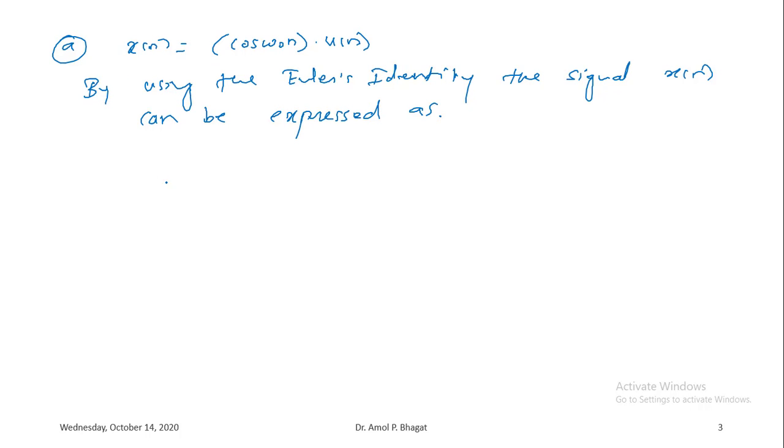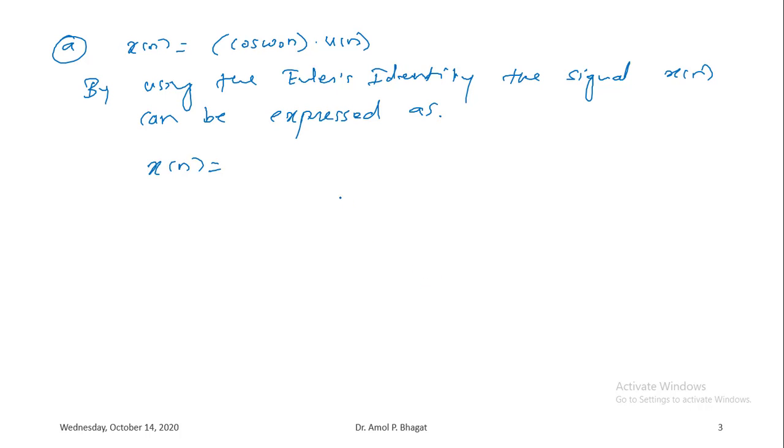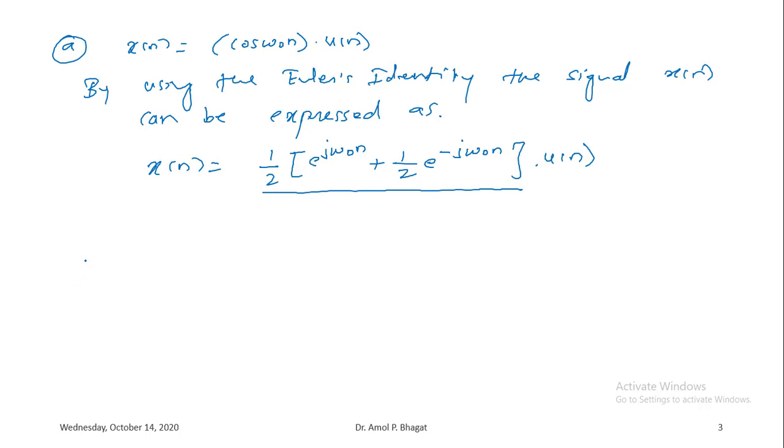You can write x of n in place of cos omega 0 n as 1 by 2 times e to the power j omega 0 n plus e to the power minus j omega 0 n. So you can simply write it as 1 by 2 e to the power j omega 0 n plus 1 by 2 e to the power minus j omega 0 n, into u of n. In place of cos omega 0 n we have substituted this value.